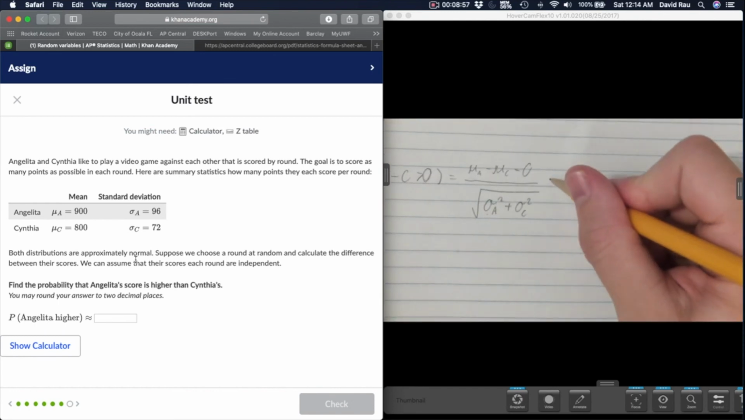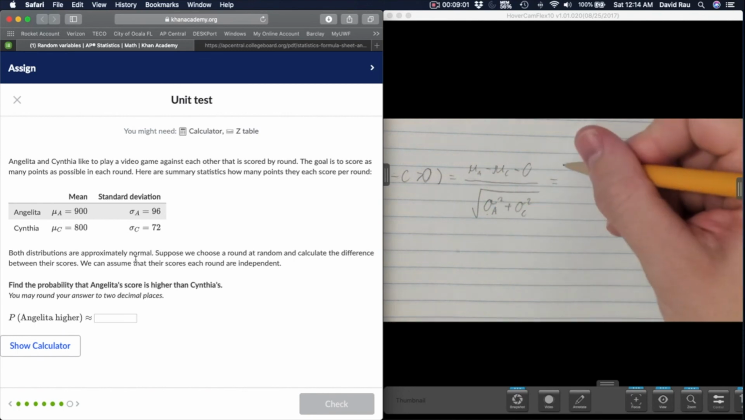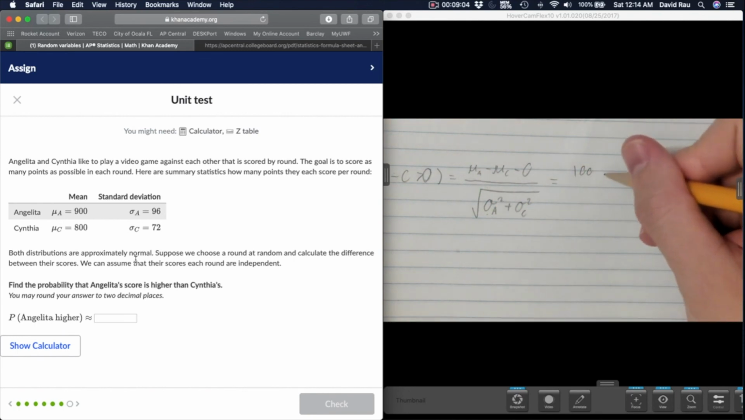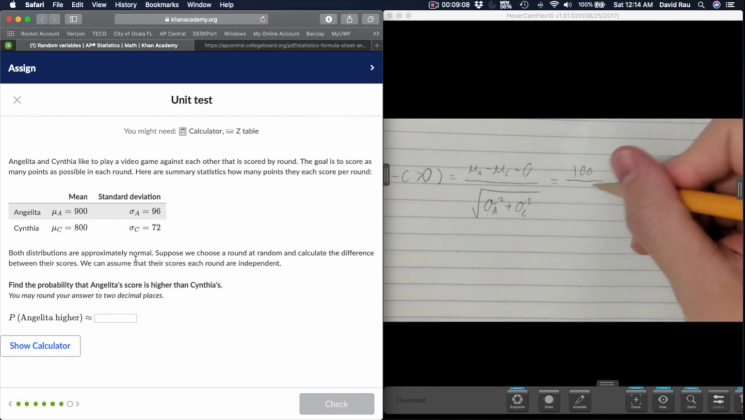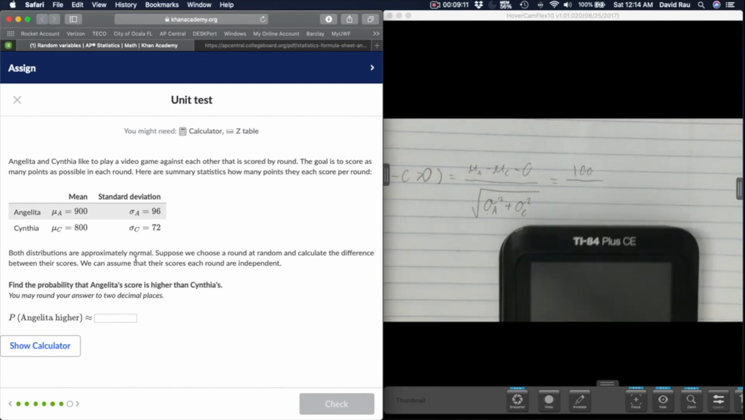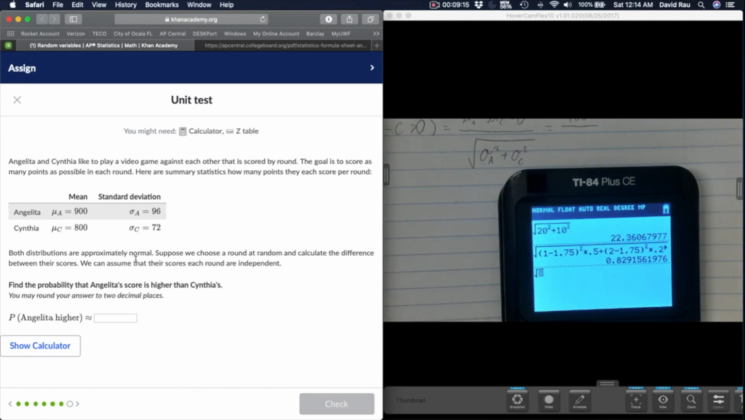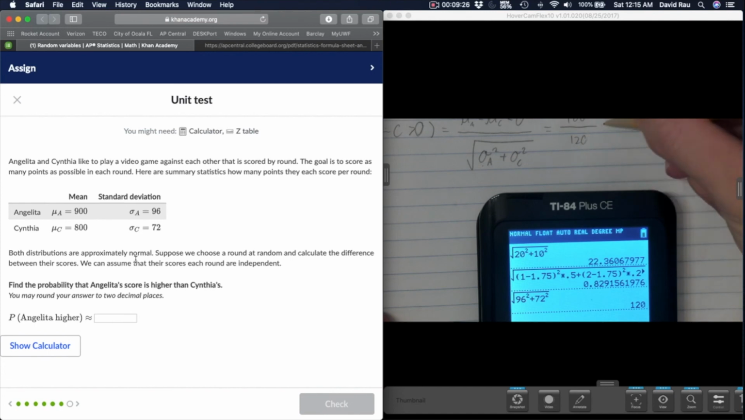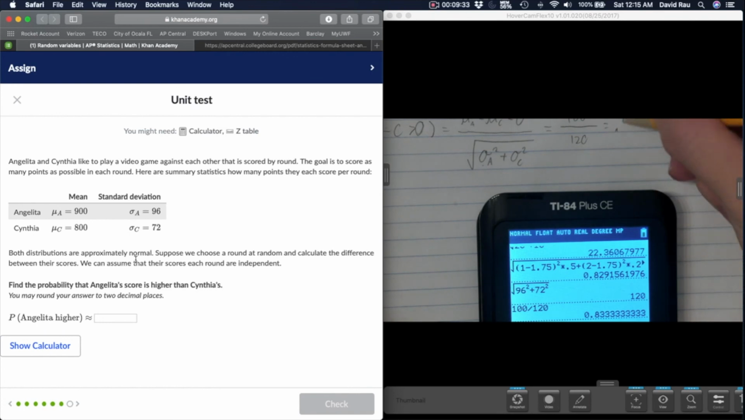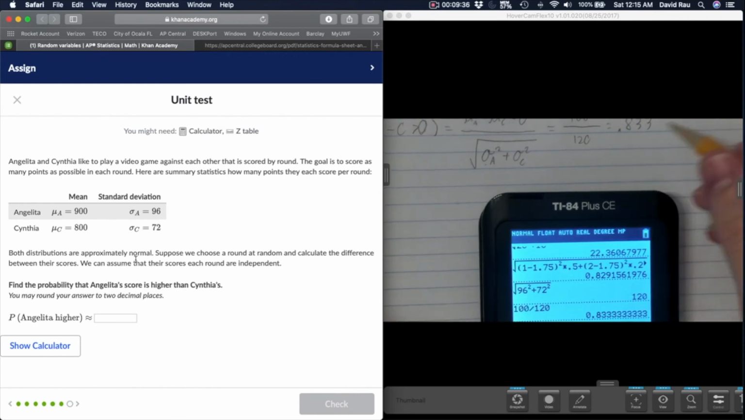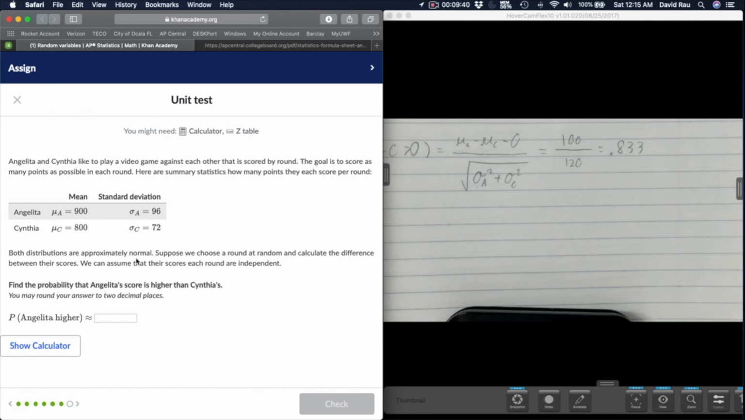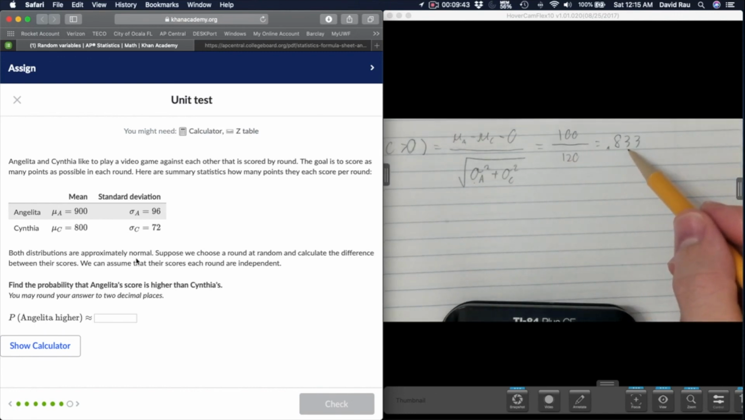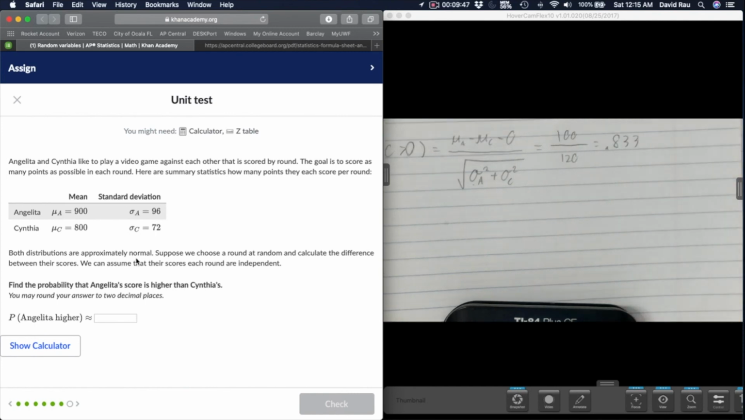So long story short, I need to figure out what the combined mean is. So what is the mean of Angelita minus Cynthia? That's 100 minus the expected 0, which is just 100. So we have 100 divided by, and now I have to calculate that standard deviation. So the square root of 96 squared plus 72 squared gives me this value, actually 120. And that gives me a z-score of 0.833 repeating. Now this is a z-score, essentially, is what we've calculated. And if that is a z-score, what is the probability that this occurs given that z-score?